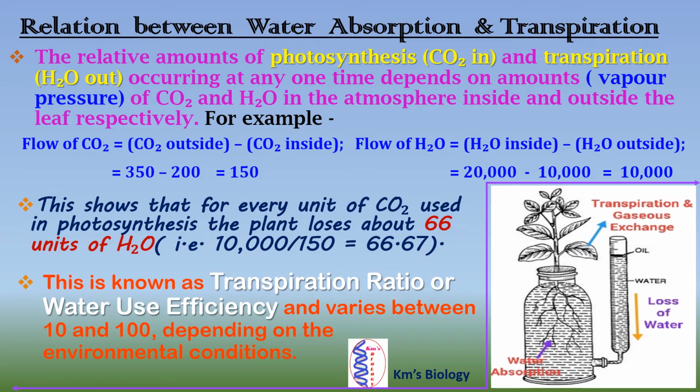This shows that for every unit of carbon dioxide used in photosynthesis, the plant loses about 66 units of water. This is known as transpiration ratio or water use efficiency, and varies between 10 and 100, depending on the environmental conditions. Here is a diagram that demonstrates transpiration and gaseous exchange from leaf and water absorption by plant root.